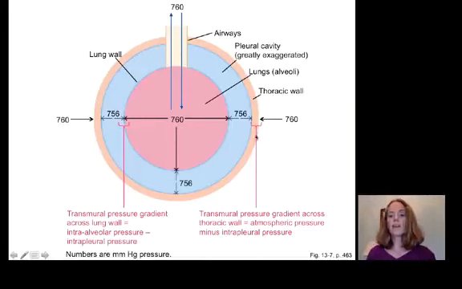So here's a diagram of the transmural pressure gradient. It's important that it is different between the pleural space and the atmosphere and between the lungs and the pleural space. Both of those differences need to exist and be less than in the pleural cavity.